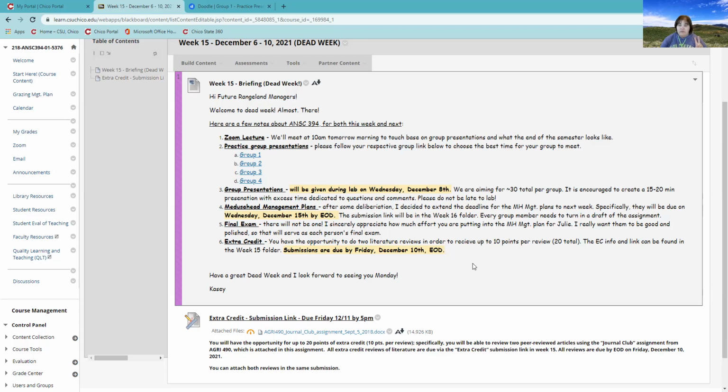And you can do that for 2 papers. So two assignments, you can submit up to 2 of them, 10 points each per review, for a total of up to 20 points of extra credit. And that would roughly cover like 1 exam.